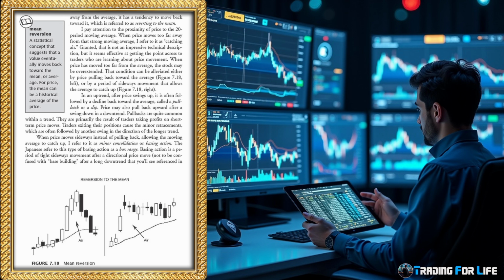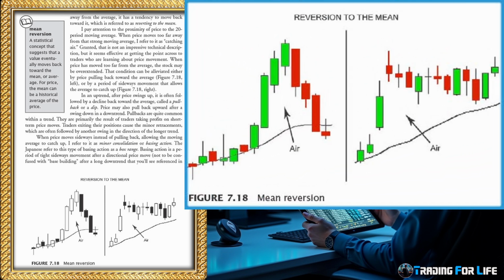When price has moved too far from the average, the stock may be overextended. That condition can be alleviated either by price pulling back toward the average, figure 7.18 left, or by a period of sideways movement that allows the average to catch up, figure 7.18 right.